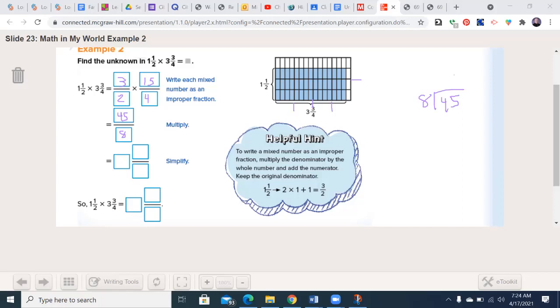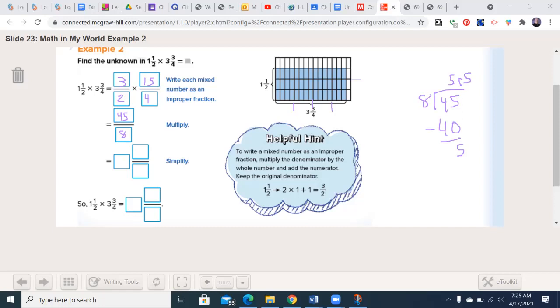8 goes into 45 5 times. 5 times 8 is 40. I subtract. I get a 5. 5 is less than 8. So I end up with 5 remainder 5.